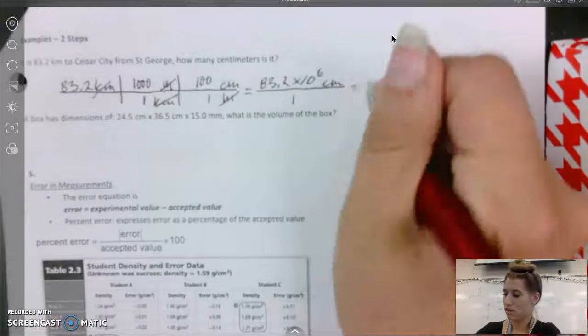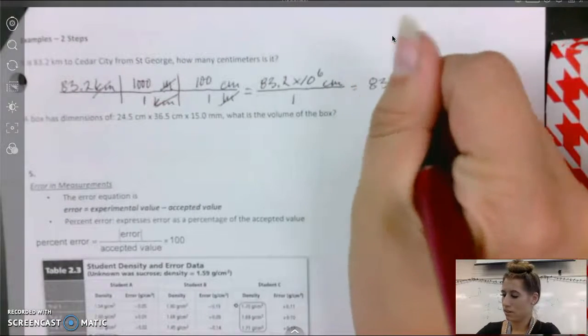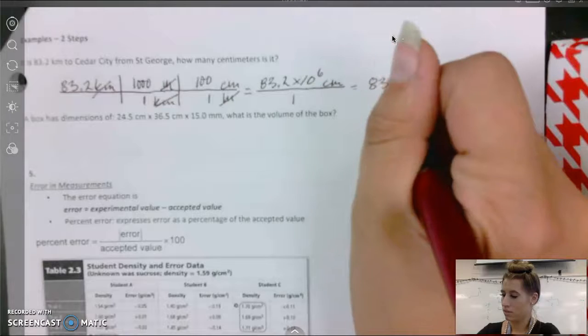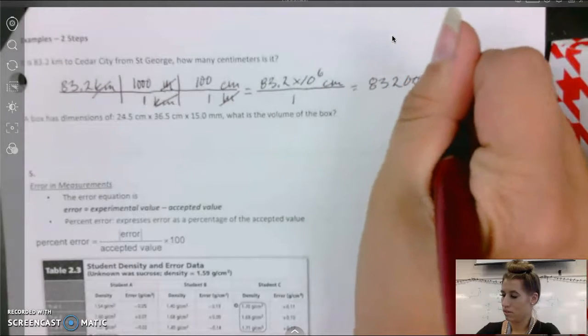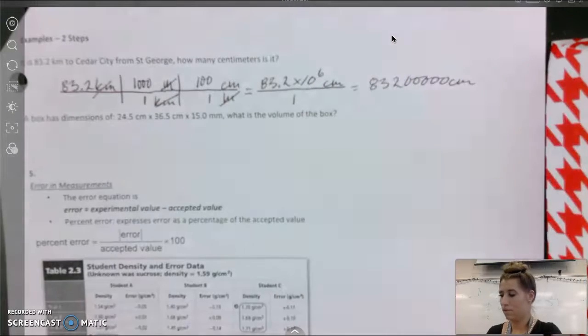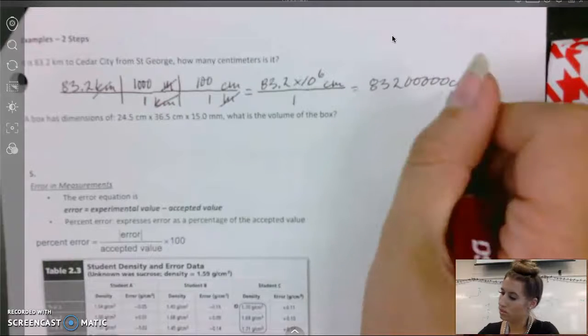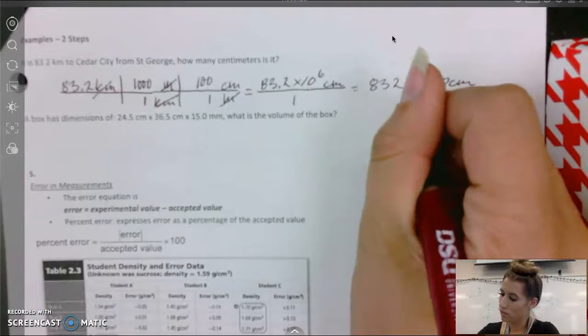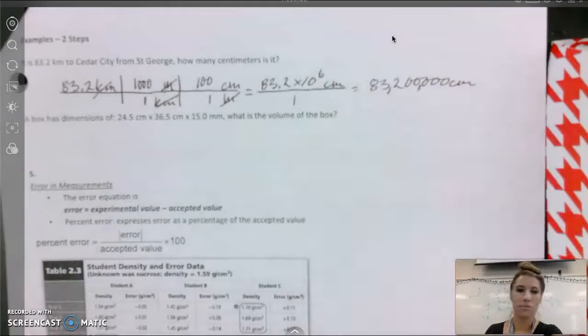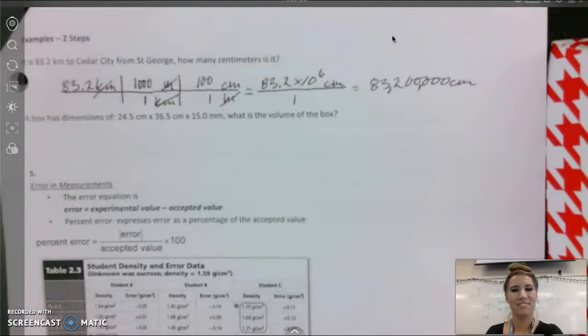Okay, so this will equal 83.2 times 10 to the 6th centimeters.